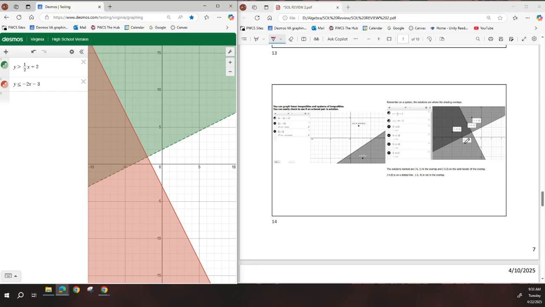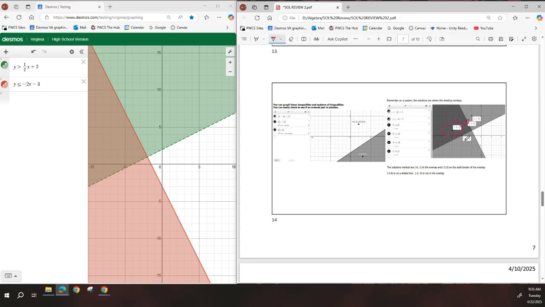You can see on this example, the solution would be 6, -1. And this one is also a solution because the line is solid. This one, -2, 4, is only a solution to one of the inequalities. And this -4, 0 is not a solution because it's on a dashed line. And so therefore it can't be a solution.